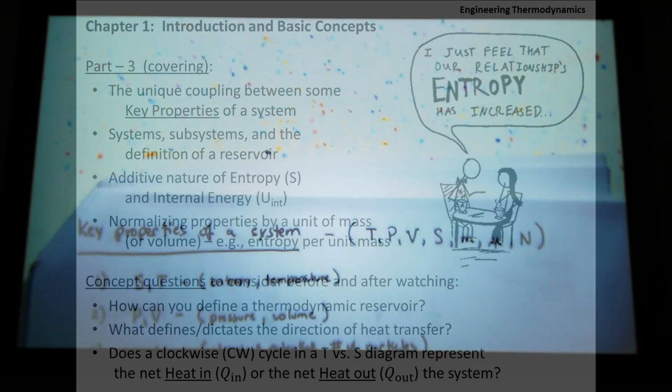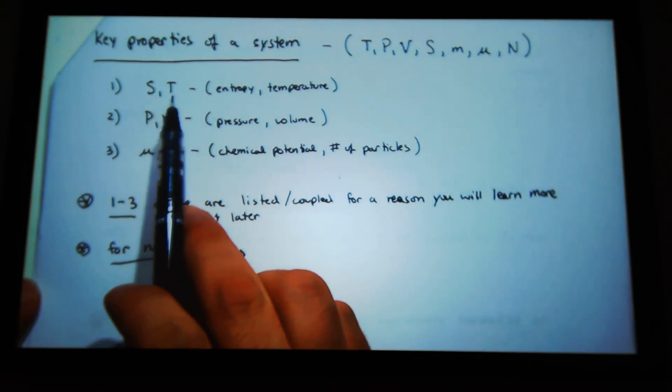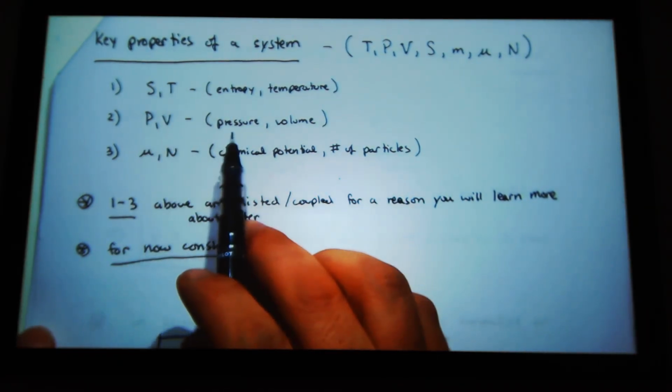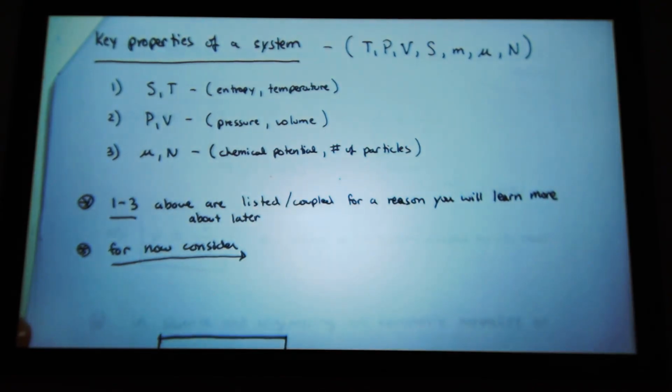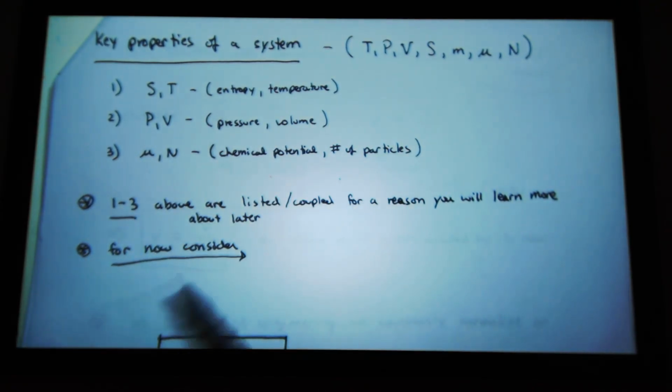Key properties of the system. We already talked about this. What are key properties of the system? So, entropy and temperature are key properties of the system. Pressure and volume are key properties of the system. Chemical potential and number of particles, if you're a chemist, are key properties of the system.